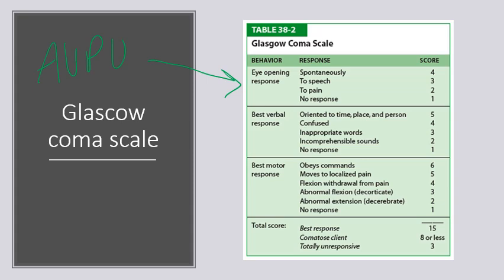And then incomprehensible sounds would be if you ask that question, like, tell me where you are, and they make a moan or groan or a grumble or a mumble. So it's something that's not actually a word. And then if they don't vocalize at all, that's a 1.